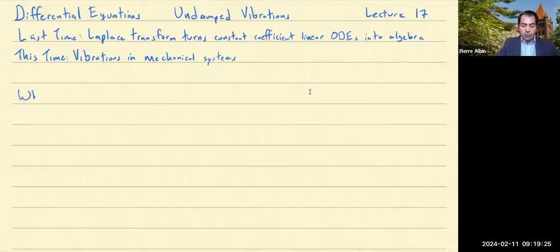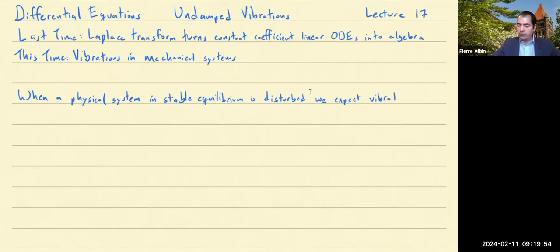Okay, so when a physical system in stable equilibrium is disturbed, we expect vibrations to occur as it is subject to forces working to restore its equilibrium.